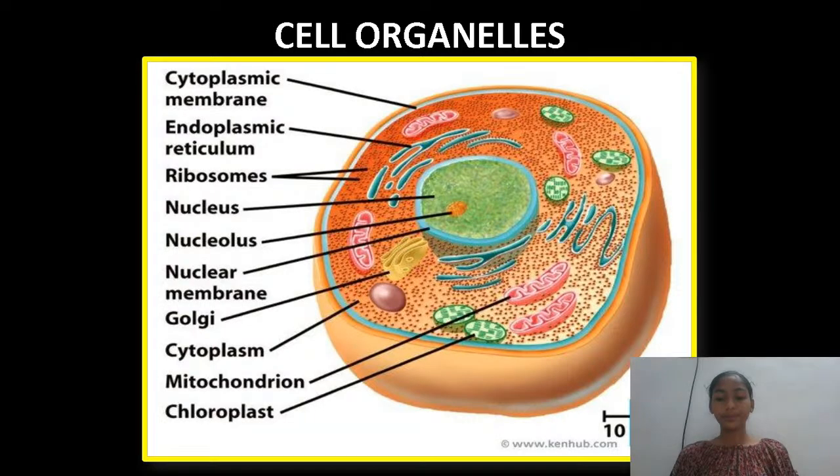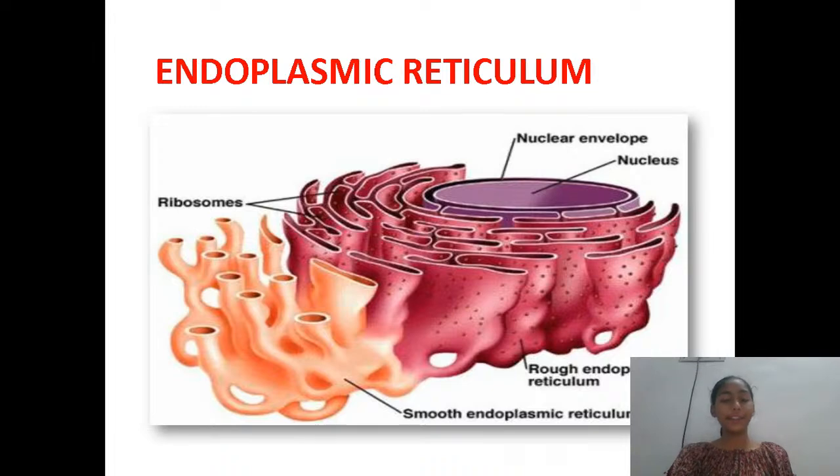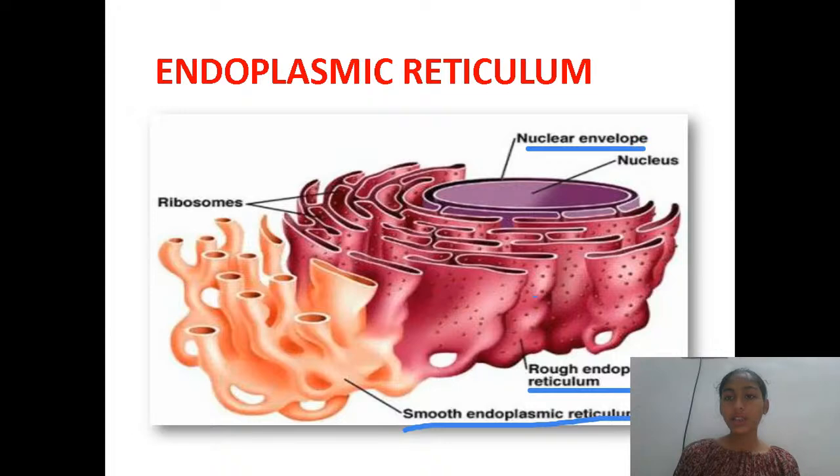Endoplasmic reticulum. Yes, this is a very interesting one. I love this topic. As I told you, it is of two types, rough endoplasmic reticulum and smooth endoplasmic reticulum. Rough endoplasmic reticulum also has a nuclear envelope and a nucleus. So, what does this rough endoplasmic reticulum do? Any idea? You can tell me in the comment section if you have any.